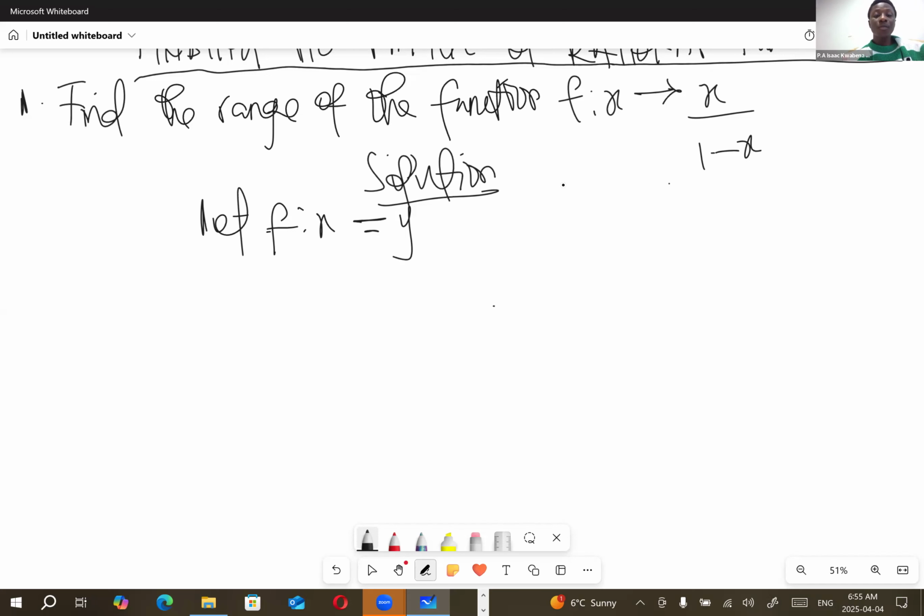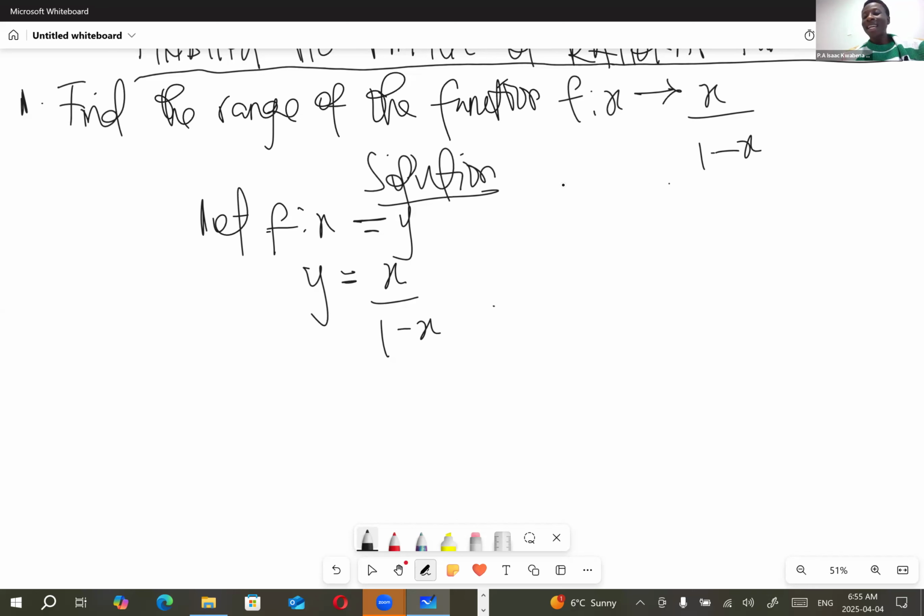So, wherever you see f of x, change it to y. Now we put it in the form of an equation: y equals x over 1 minus x. Here we were looking at a relation, and we are putting it in the form of an equation.